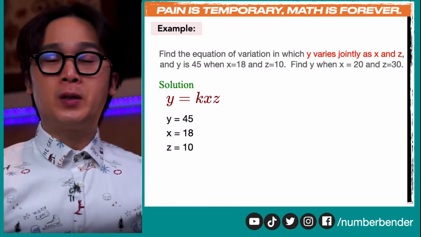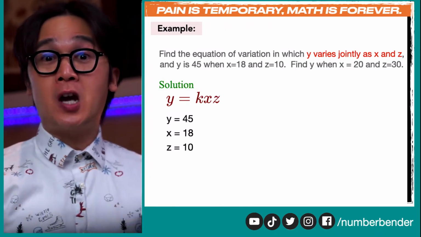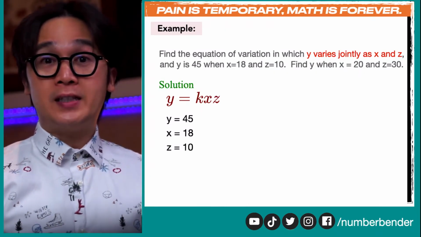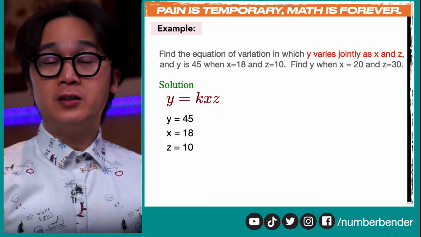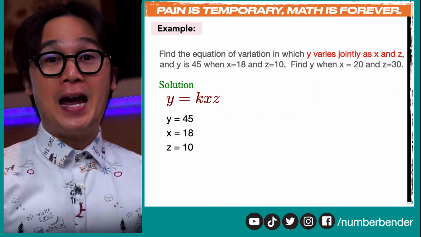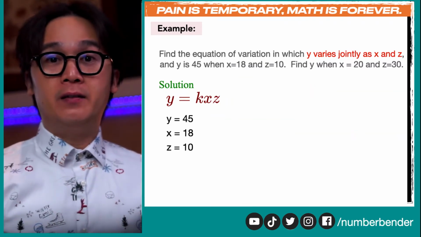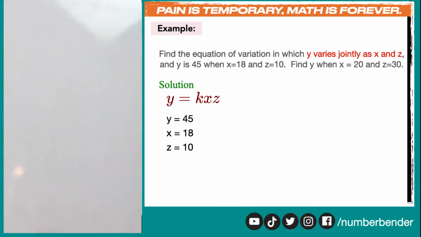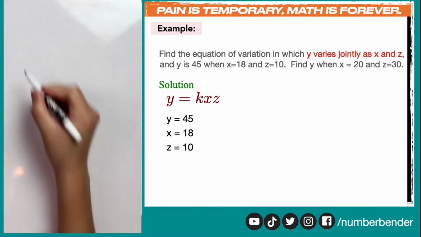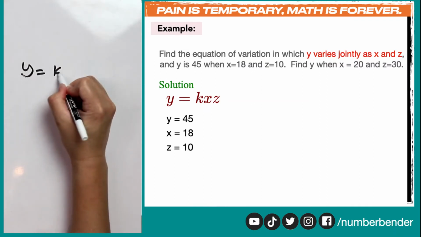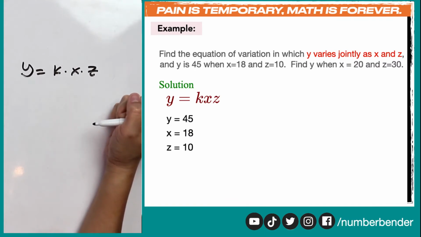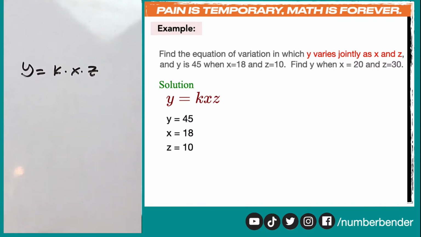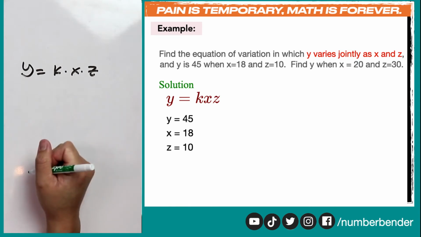And just like the previous examples on our previous topics on quantitative or numerical relationship, we're going to find the constant of variation so that we can find the unique pattern for this particular relationship. So let's start with our formula. Y is equal to k times x times z. And according to this formula, we're going to replace y, x, and z by 45, 18, and 10.